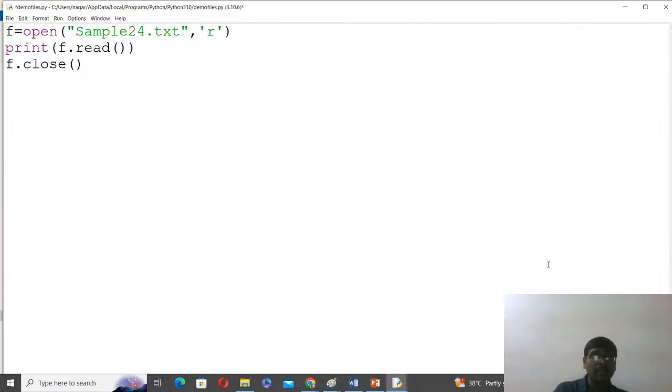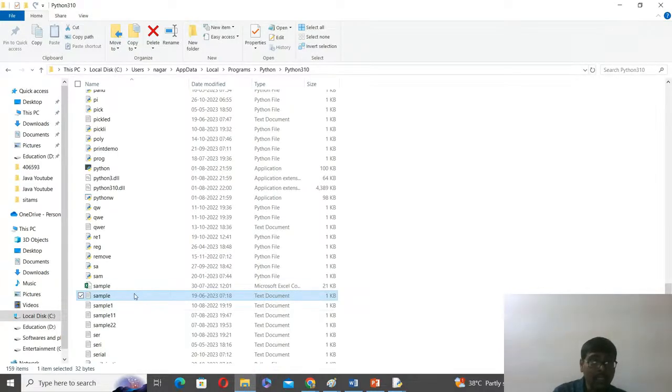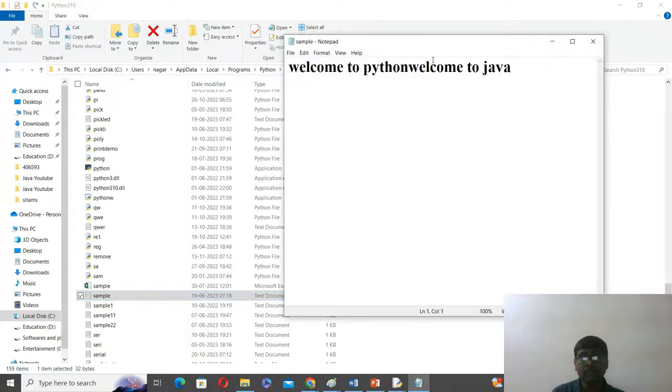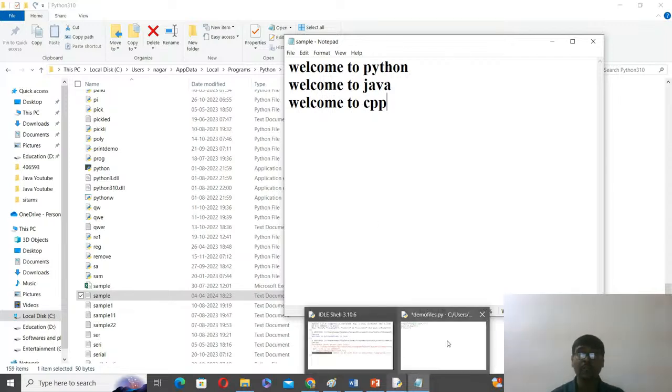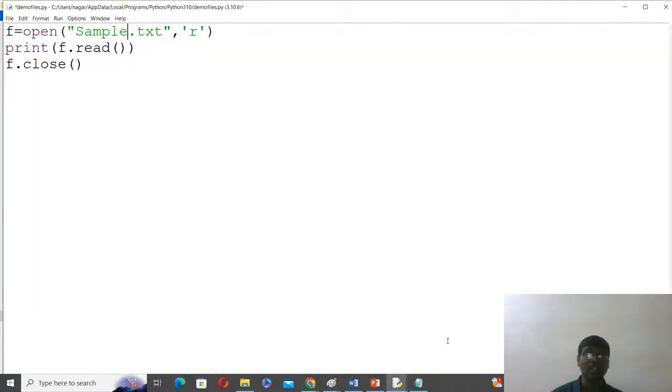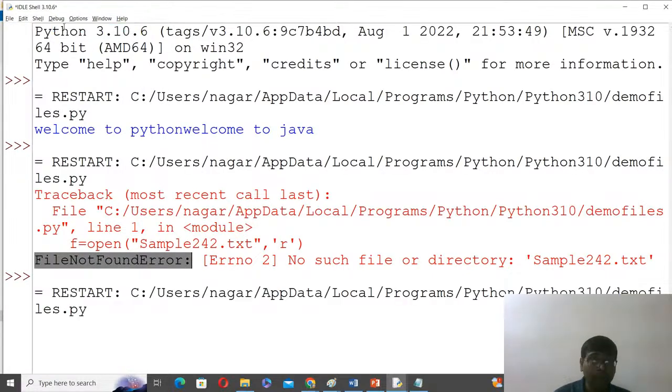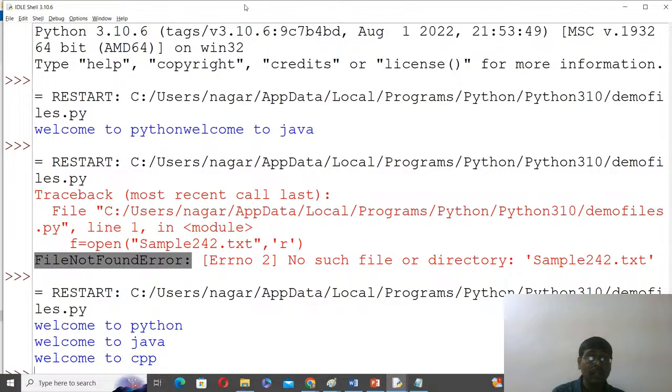Now, for example, this file is available. We will do the operation. Open this one. Welcome to Python. Welcome to Java. For example, welcome to CPP. Save. Assume my file consists of these three lines of information. Again, I run the program. Observe what the output is.